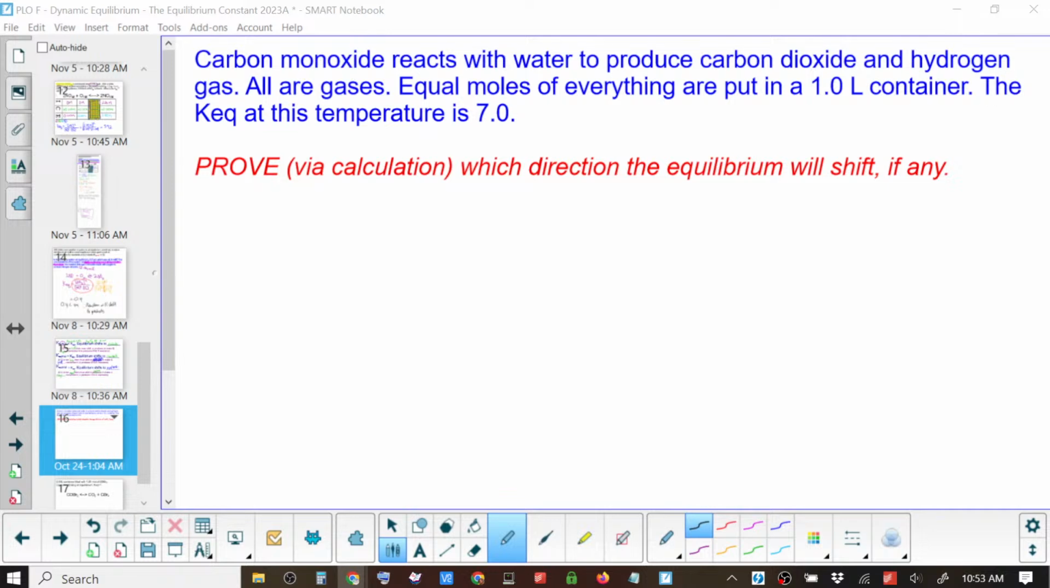KQ at this temperature is 7.0. No, Q is like the trial. Equal moles of everything are added. If they're equal to each other, then Q equals K. All concentrations are the same, so whatever side's more, it's more than that.